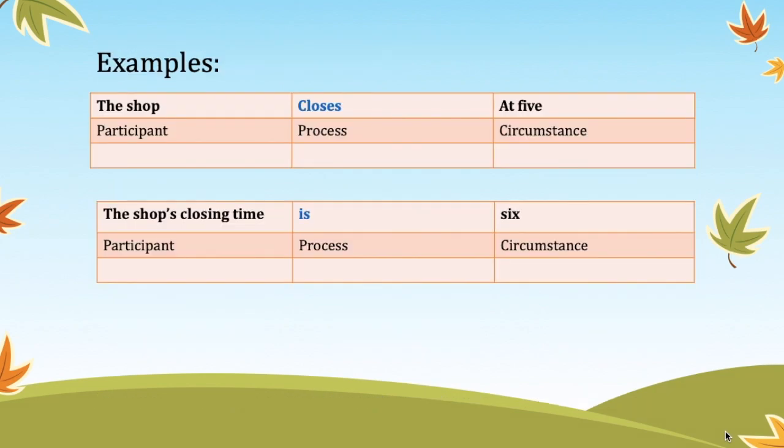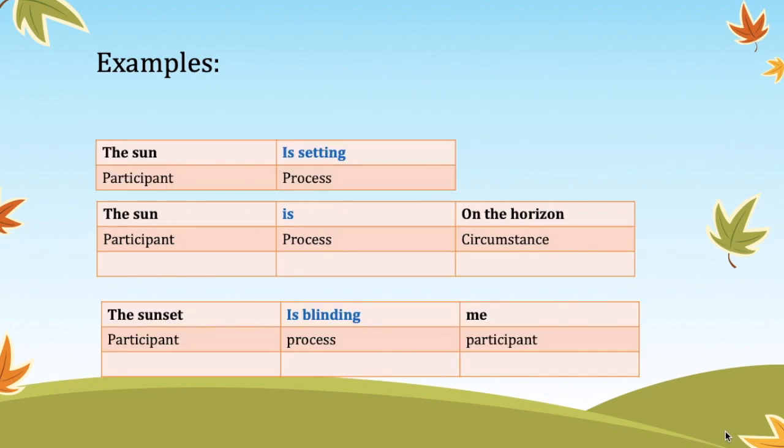For example, the shop closes at 5. In this case, the shop represents the participant, closes represents the process, and at 5 represents the circumstance. The shop's closing time is 6. The sun is setting. The sun is on the horizon. The sunset is blinding me. Is setting, is blinding, are the processes. Meanwhile, the closing time and the sunset represent the participant, and the rest are called circumstances.